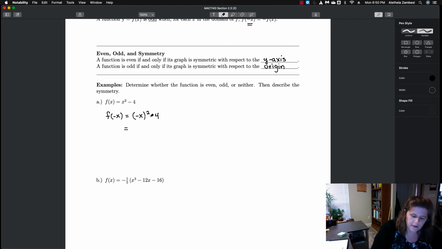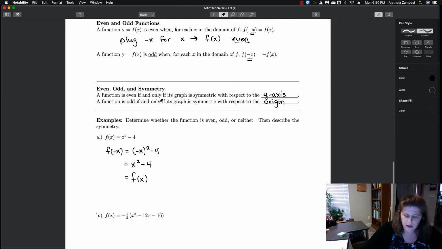Simplifying that, I have a negative, but I'm squaring it, so this simplifies into x squared minus 4. Looking at this function, that is the same as the original, same as f of x. Going back to my definitions, if I plug in negative x and it turns out the same as the original, then what we have is an even function.